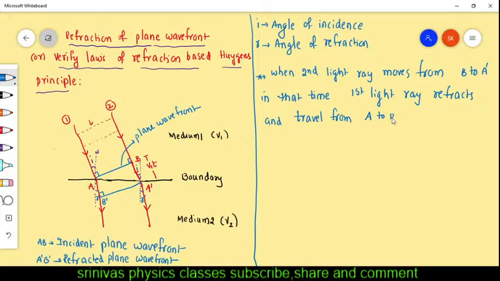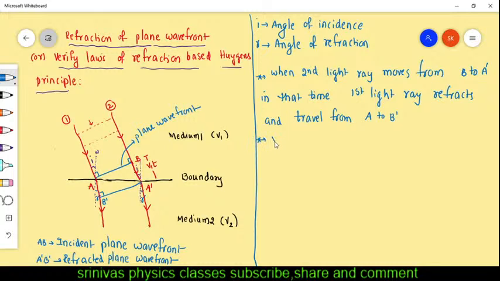I will explain this one. See the diagram here. When the second ray travels from B to A dash, in that time the first ray travels from A to B dash. The first ray refracts and travels from A to B dash. Okay, and now I will write one more point.